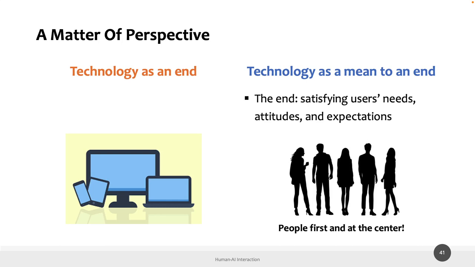So it's not the final object, but something that you can use to reach your end, and that will hopefully simplify and help you in reaching that end. But the end is satisfying users' needs, attitudes, and expectations. So people. One of the main design patterns for human-computer interaction is user-centered design, which already gives you the idea that people are first, at the center. So in human-computer interaction, we don't start from technology, we start from people.